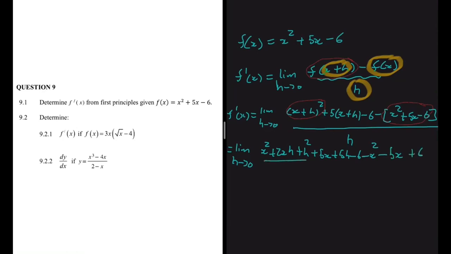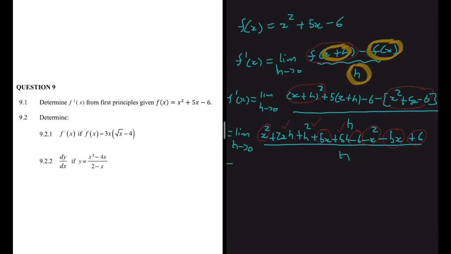And then let's divide everything by h. What's going to happen now? Every term that doesn't have h is supposed to fall apart at this step, right? If you can see here, we have x squared, and then here we have minus x squared, so that will give us 0. And then we have plus 5x, and then we have minus 5x, that will give us 0. We have minus 6, we have plus 6, that gives us 0. So what we're left with here is just 2xh plus h squared, what else, plus 5h, right?